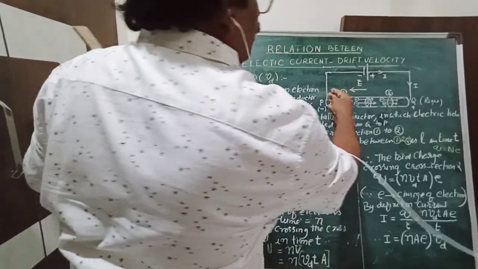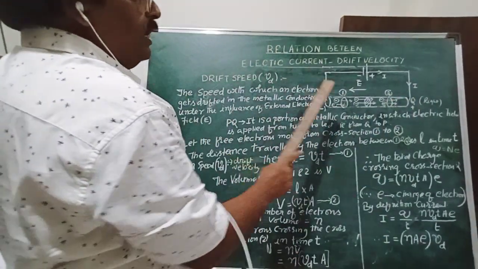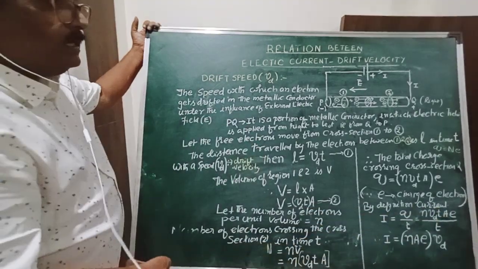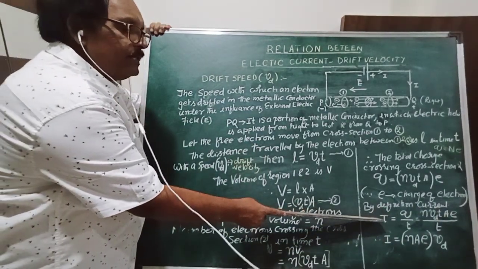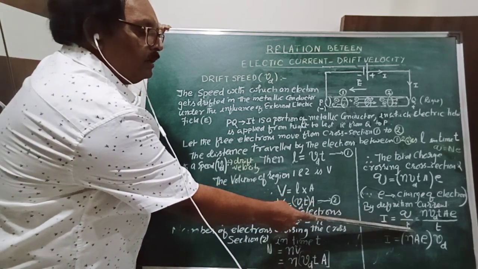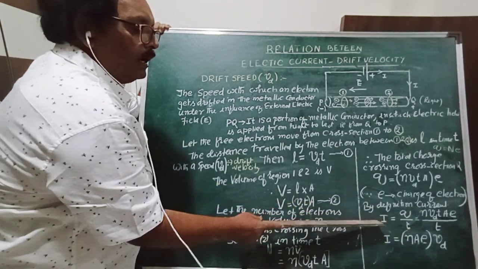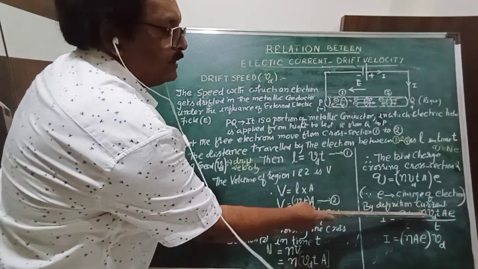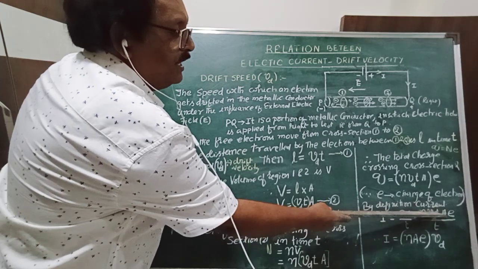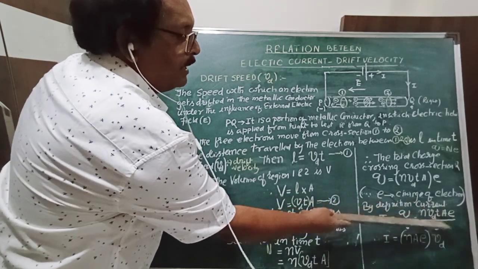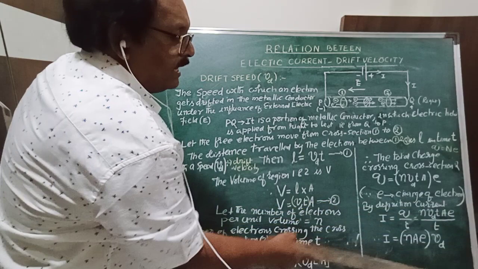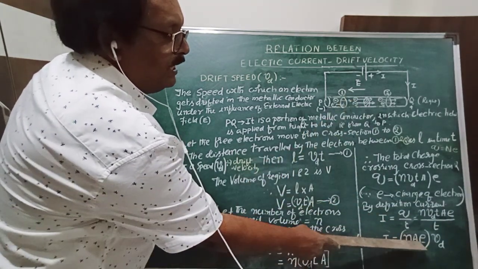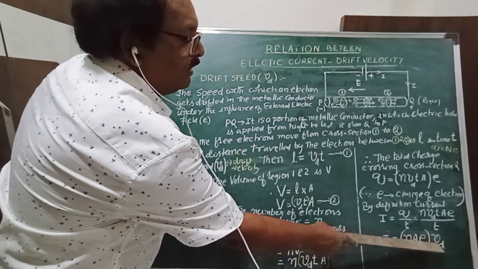So when you know the amount of charge flowing, the amount of charge flowing per unit time is called current. The current value is given by Q by t. Rate of flow of charge is Q by t. Then the Q value is substituted here: n Vd t A e by time. The time and time cancel, so the total current flowing in the conductor is n A e into drift velocity.